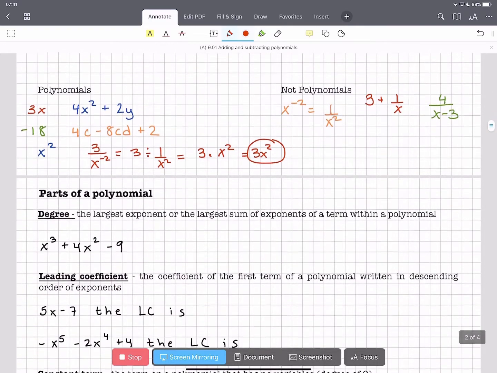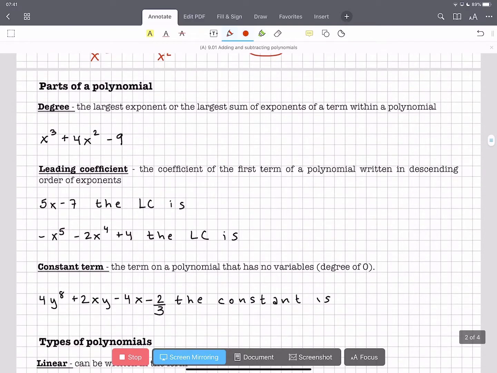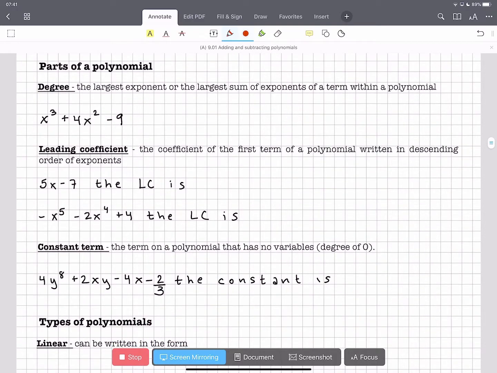All right, let's talk about the parts of a polynomial. The first part that we're going to look at is called the degree, and that's simply the largest exponent or sum of exponents within the polynomial. In this trinomial, x cubed plus 4x to the second power minus 9, the largest exponent here is the 3. So our degree is 3.